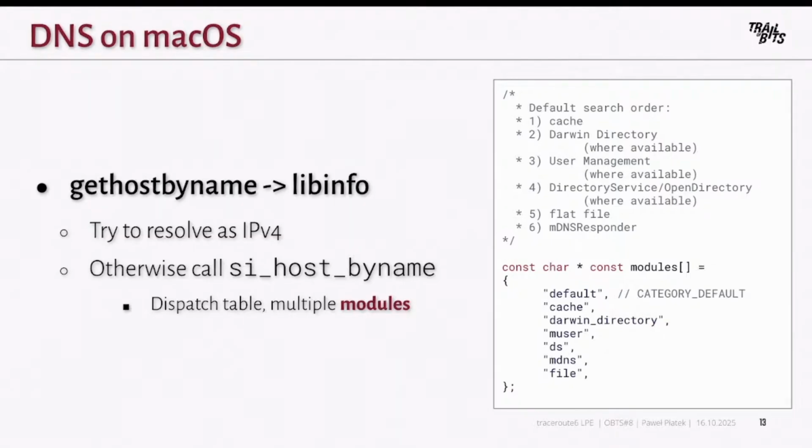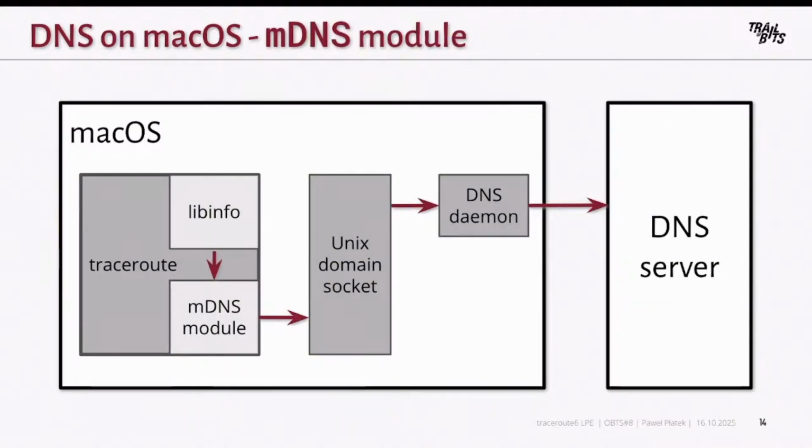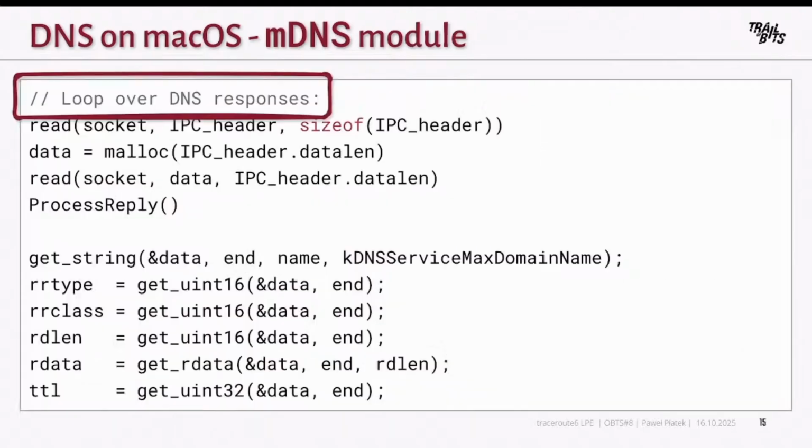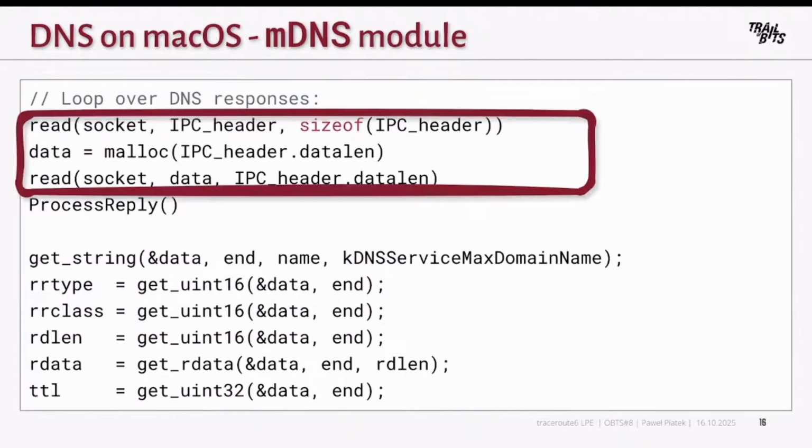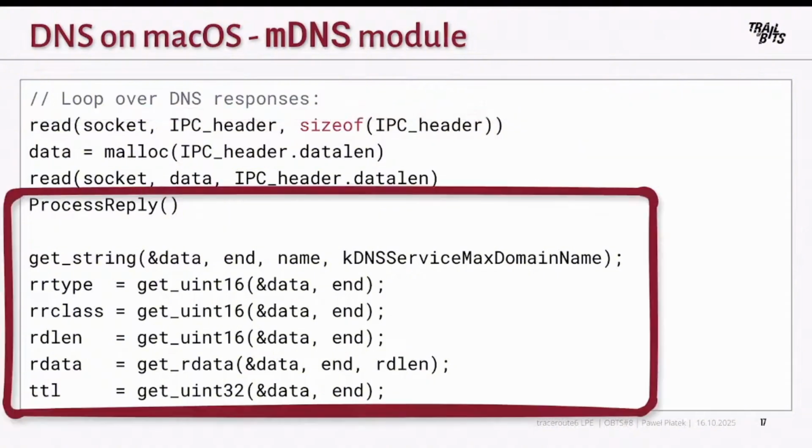Next thing I wanted to check is whether the mDNS module can be abused to trigger the crash remotely from a remote DNS server. The mDNS module does not talk with the remote servers directly. It talks with a local DNS daemon over a Unix domain socket. The simplified code of the module loops over all DNS responses, reading data from the socket onto the heap, then parses the data. There are a few fields in a DNS response: the name, type, class, record data, and time to live.